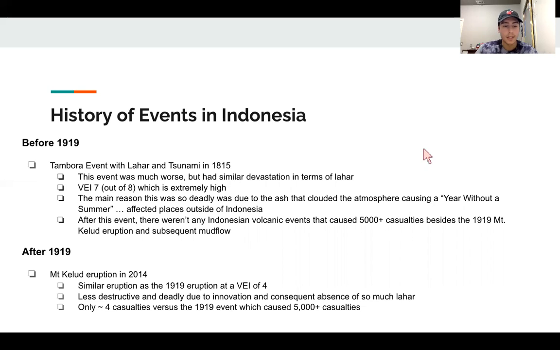And after 1919, Mount Kelud erupted again in 2014, and the VEI was 4, so it was similar, but the destruction and casualties were much lower. And this is obviously to do a little bit, at least, with an innovation that has happened since the 1919 event, which caused 5,000 plus casualties in comparison to 4.